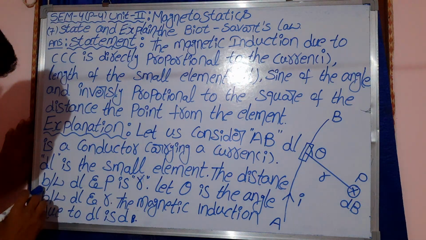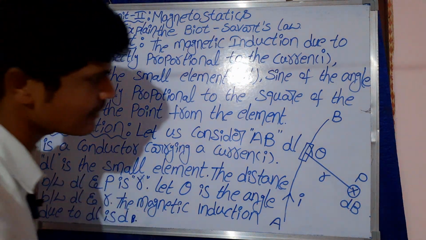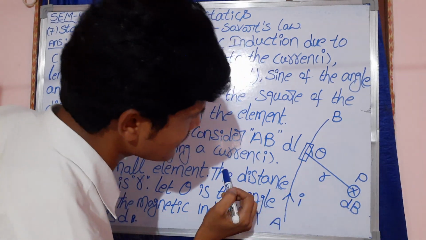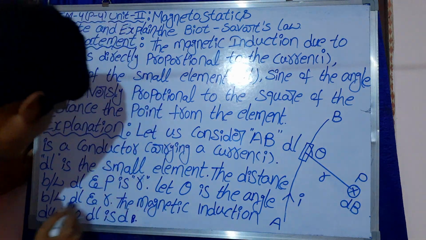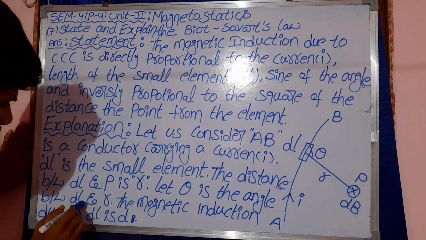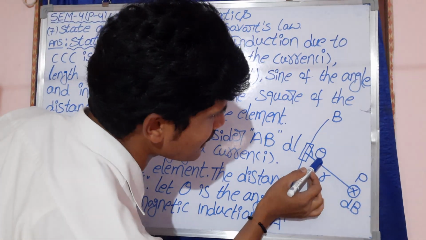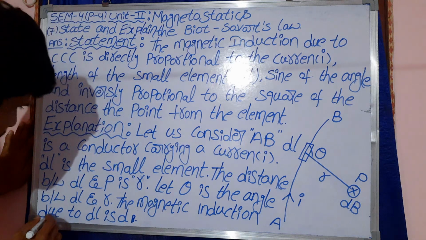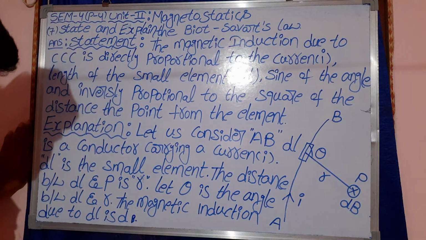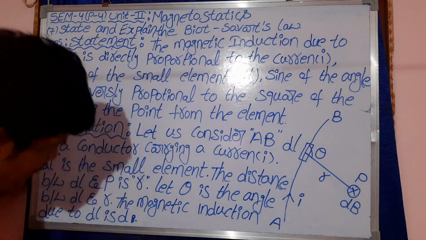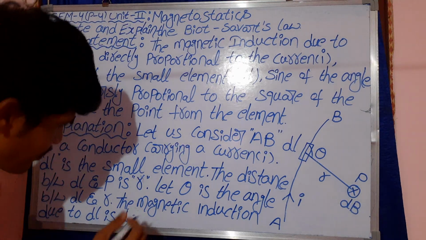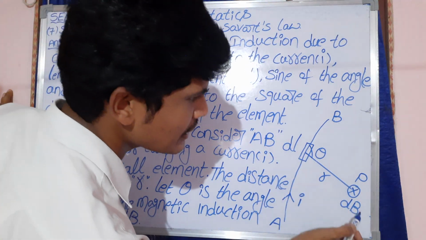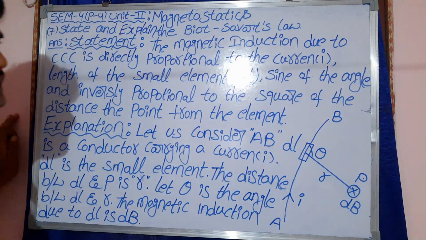The distance between dl and the point P is r, and let theta be the angle between dl and r. So we find the magnetic induction dB due to the element dl at the point P. So this is the proof.